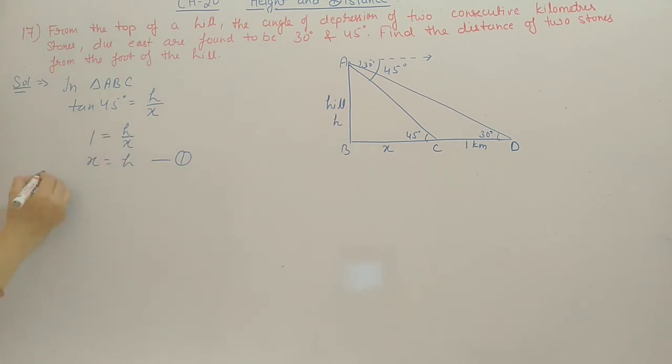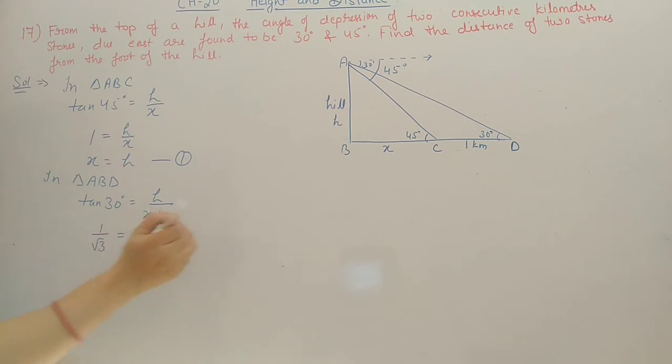Now from second triangle, in triangle ABD, tan 30 degree is equal to height by base. Base is here x plus 1. B to D: B to C it is x and C to D it is 1. So we will take x plus 1. Tan 30 value is 1 by root 3 equal to h by x plus 1.